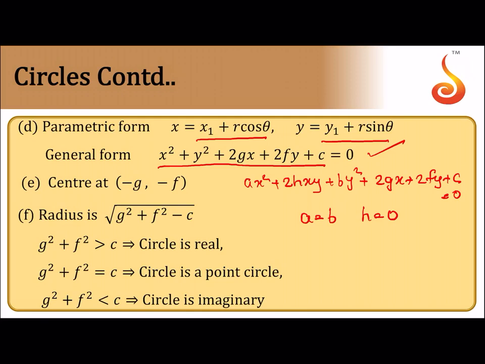So this takes the form of x square plus y square plus 2gx plus 2fy plus c equal to 0. Center is minus g, minus f. Radius is under root of g square plus f square minus c. The circle is real when g square plus f square minus c is positive. When g square plus f square is equal to c, the circle is a point circle, and otherwise it is an imaginary circle. Every point is also called a circle when the radius is equal to 0.